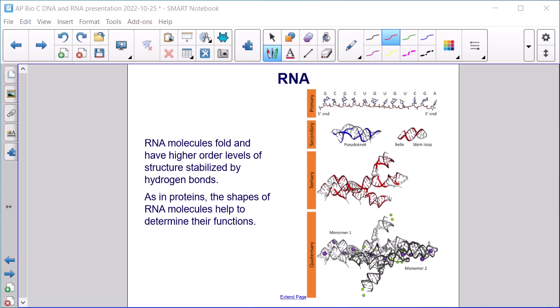RNA molecules fold and have higher order levels of structure stabilized by hydrogen bonds. As in proteins, the shapes of RNA molecules help to determine their functions. So there are primary, secondary, tertiary, and quaternary structures to RNA that help determine their functions.